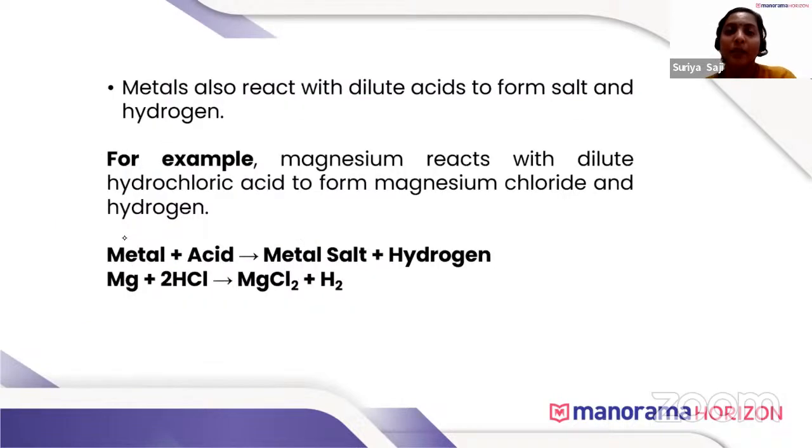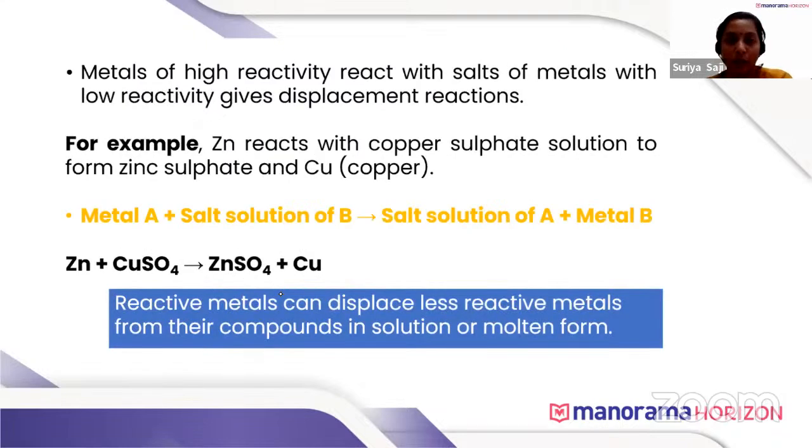Next, metals react with dilute acids to form salt and hydrogen. This property we have already discussed many times from chapter 1 itself. When metals react with acids, we get metal salt and hydrogen. Magnesium reacts with HCl, we get magnesium chloride and hydrogen. So the next property is based on reactivity.